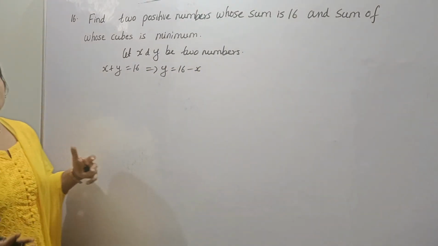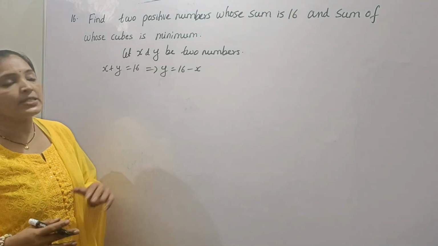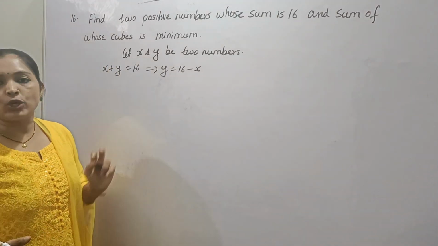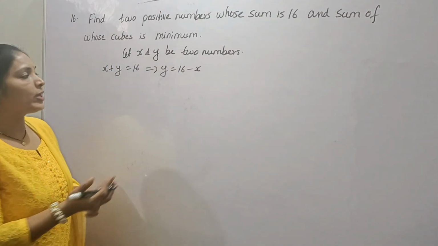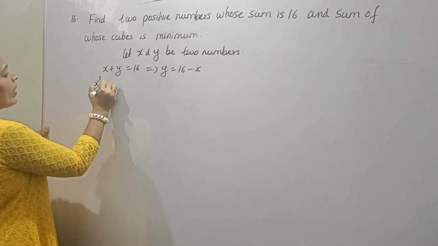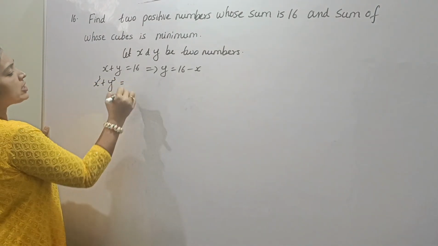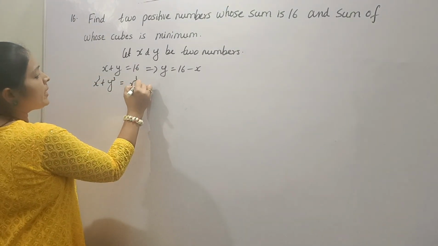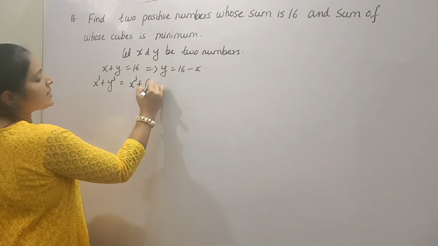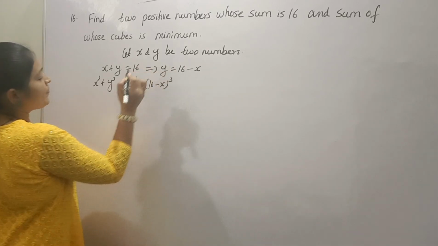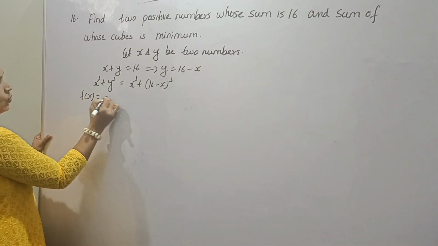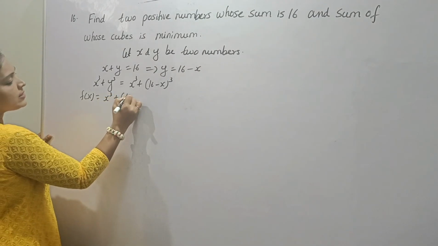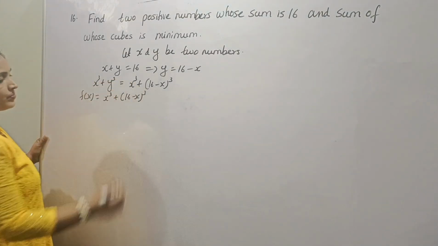So what is our function? Here the function is f of x, the sum of their cubes, that is x cube plus y cube. Here we have to change y terms to x terms. So x cube plus y is 16 minus x, 16 minus x whole cube. So our function is f of x is equal to x cube plus 16 minus x whole cube.